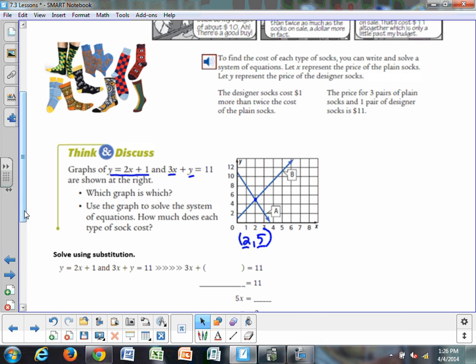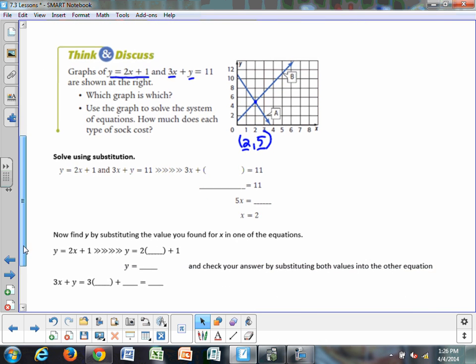Okay? There's another way we can solve that. It's called substitution, and I'll just demonstrate that here. So we have two equations, y equals 2x plus 1 and 3x plus y equals 11. If y is equal to 2x plus 1, that means that anywhere that I have a y, I could replace it with 2x plus 1 because they're equal to the same thing.